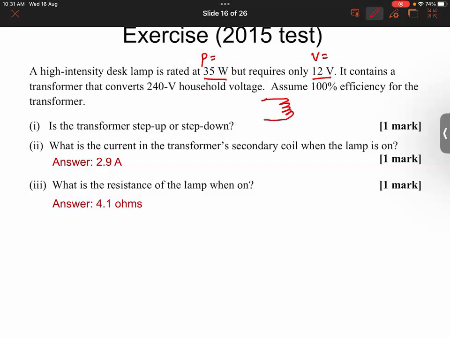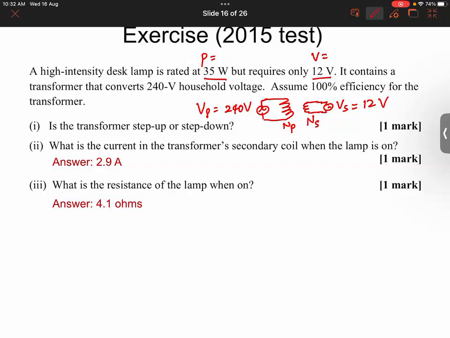So in essence, if we draw how this looks, you have 240 volts mains voltage going into the transformer of the desk lamp. The desk lamp only needs 12 volts, so that means you have fewer turns in the secondary coil. This is the primary coil with Np turns. This is the secondary coil with Ns turns. And your lamp only gets 12 volts.